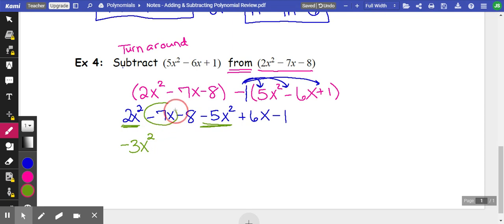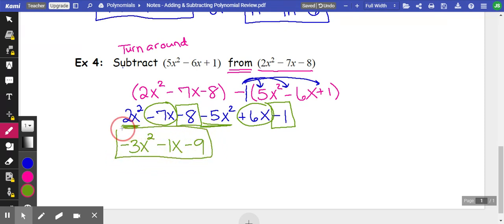Then I look at my x's. I've got a negative 7x and a positive 6x. Negative 7 plus 6 gives me a negative 1x, or negative x. You might see it that way as well. Lastly, I have my constants, negative 8 and a negative 1. So negative 8 minus 1 leaves me with a negative 9. There's no other like terms here. I have two terms that have x's, but one has a squared, one does not, so I cannot combine them any further. So that would be my final answer, negative 3x squared minus x minus 9.